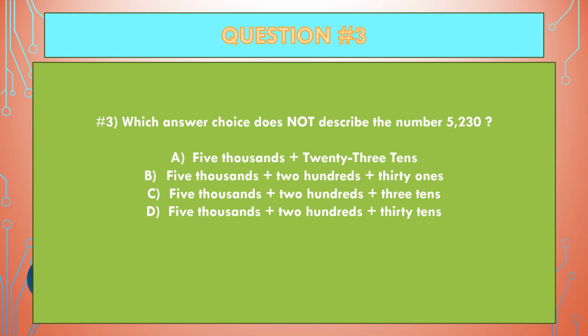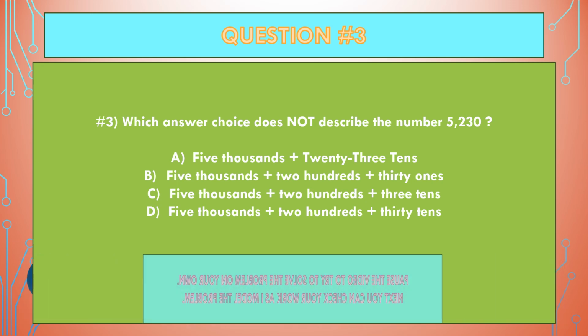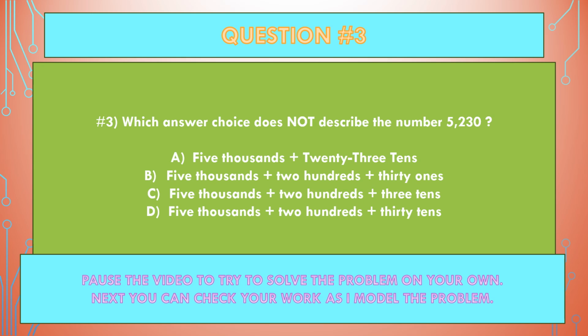Let's take a look at question number 3. Question number 3 says, which answer choice does not describe the number 5,230? So when it says not, remember, you're looking for the wrong one. That means that all of these answer choices describe the number 5,230 except one of them. Okay? So what I normally do with questions like this is I create a place value chart, and then I plug in the information so that I can see which ones are correct or incorrect. So I want you to pause your video, try to solve the problem on your own, and then you can check your work as I model the problem.